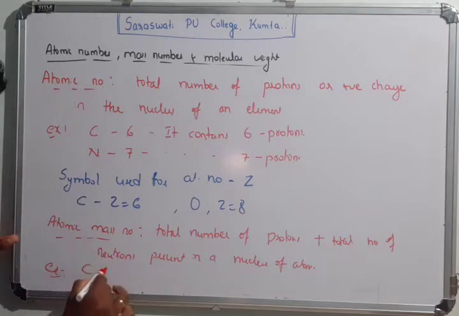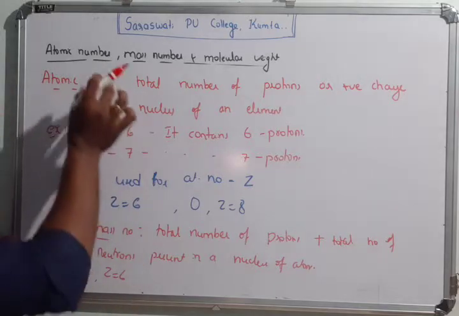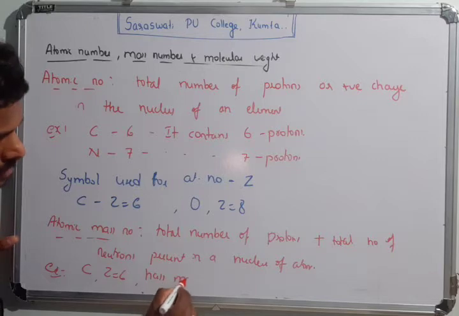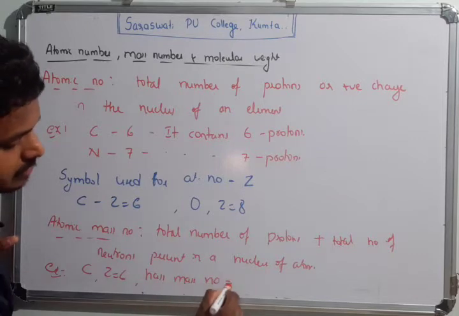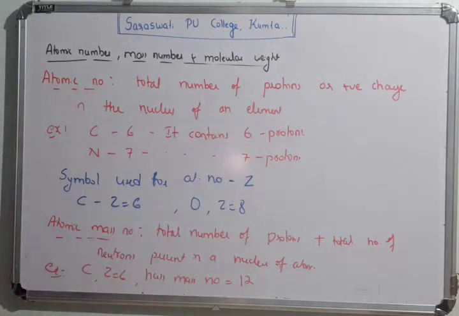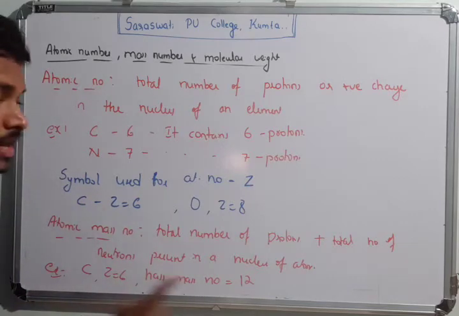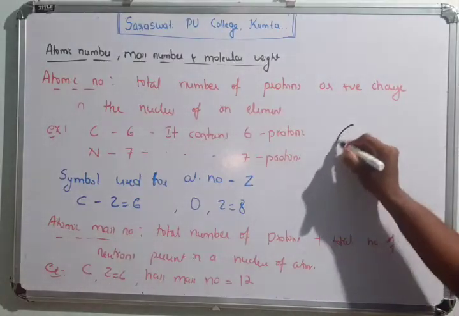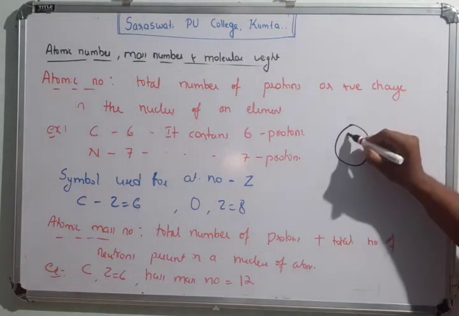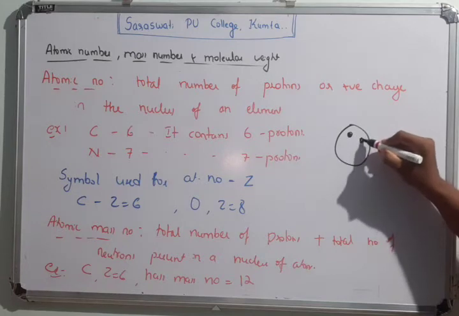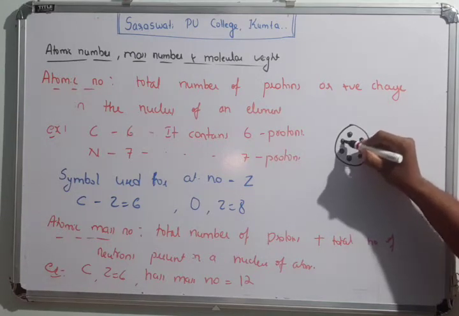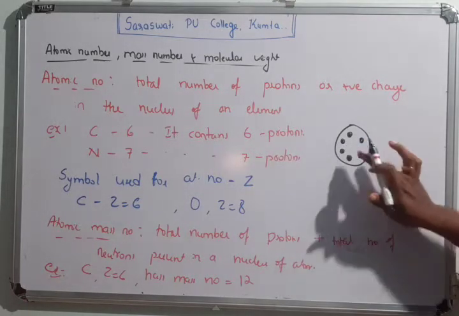Carbon has a Z value of 6. What is the Z value? Atomic number 6. It has mass number 12. What does it indicate? It already contains 6 protons, so the remaining must be neutrons. For a rough idea, if this is the carbon nucleus, it contains 6 neutrons. Got it?